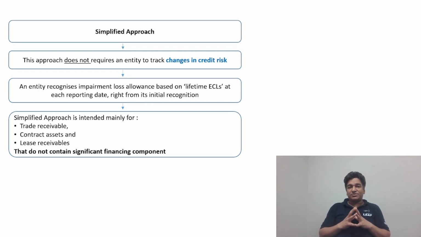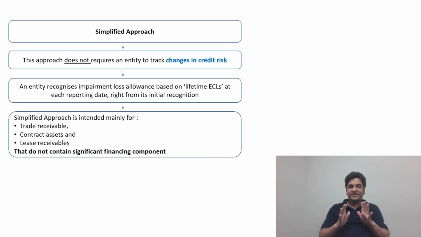In the simplified approach, because it is a simplified approach, an entity is not required to track changes in the credit risk. As such, there are no three stages. There is no requirement to calculate PD, EAD, or LGD. The entity is not required to track any changes in the credit risk. The simplified approach is intended mainly for trade receivables, contract assets, and lease receivables that do not contain a significant financing component. And in case a significant financing component is involved, the entity has an option to choose either the simplified approach or the general approach.